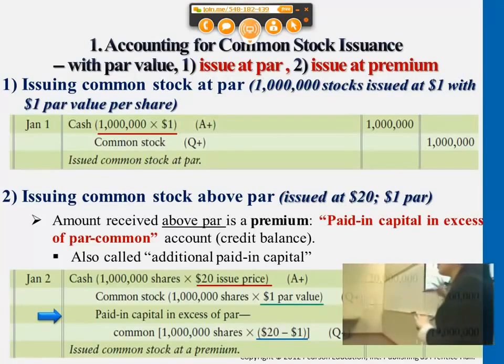On the right-hand side, we want to separate what part is the face value, what part is the part above face value. So this part that is above is oftentimes also called issuing common stock at a premium. Okay, premium means a dollar amount above the par value.